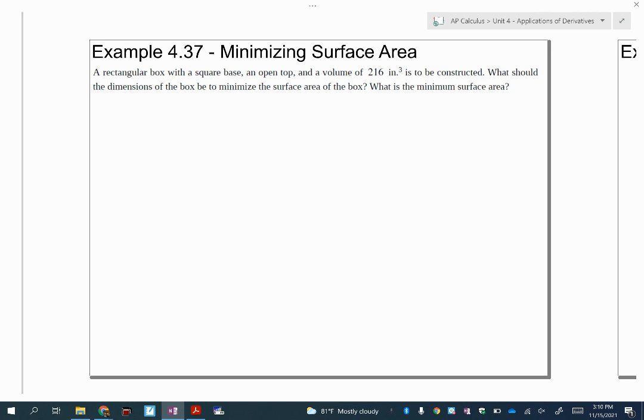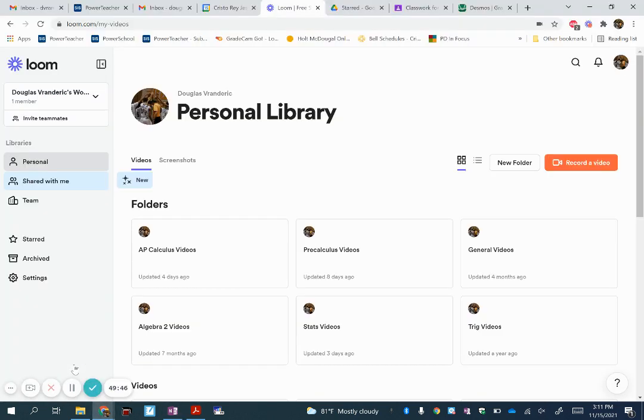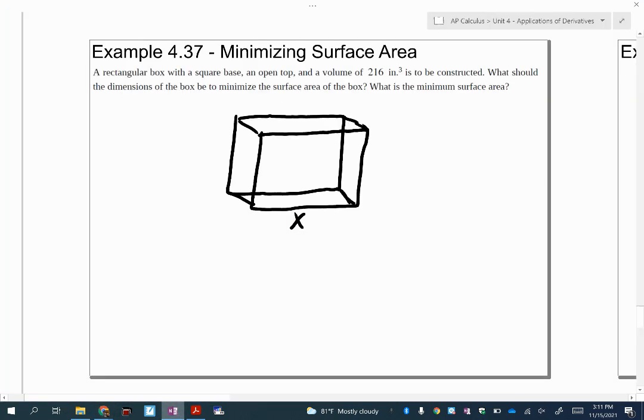So we have a rectangular box with a square base. Okay, so rectangular box with square base. So we have our open top and a volume of 216 cubic inches to be constructed. All right, so let's see, what do I want to use for my letters here? I'm going to have X for this one, and an X for this one, and then Y for my vertical one up there.